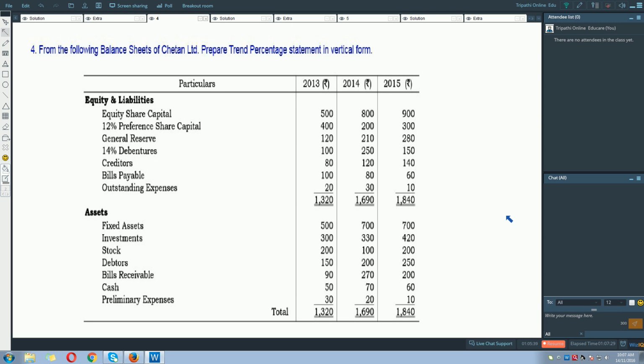Fixed asset 500, 700, 700. Investment 300, 330, 420. Stock 200, 100, 200. Debtors 150, 200, 250. Bills receivable 90, 270, 200. Cash 50, 70, 60. Preliminary expenses 30, 20, 10. So total is 1320, 1690, 1840. What we are supposed to prepare? We will have to prepare trend.